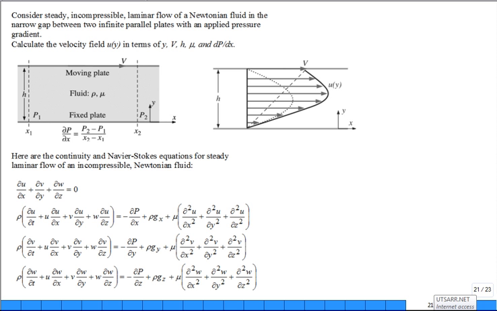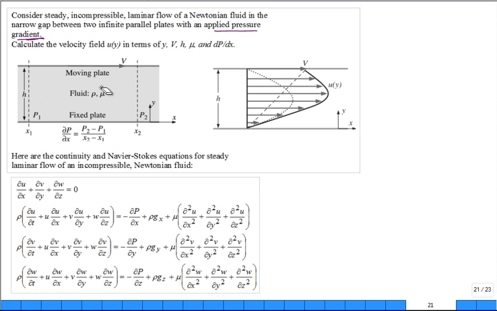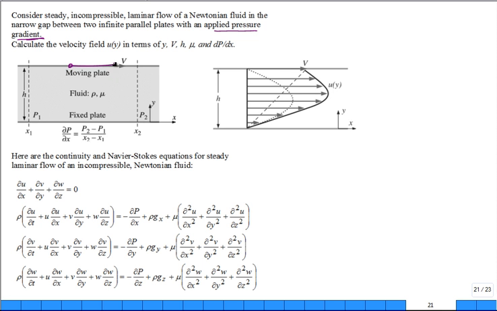Let's solve one problem. Consider a steady, incompressible laminar flow of a Newtonian fluid in a narrow gap between two infinite parallel plates with an applied pressure gradient. The applied pressure gradient means over here at surface 1, it's at pressure P1, and over here it's at pressure P2. Typically, if the fluid's going that way, P1 is greater. That would be what they call a favorable pressure gradient. It's pushing it down the pipe, or between the two flat plates. Also, this top plate is a moving plate. The bottom plate's fixed or stationary. It's not moving.